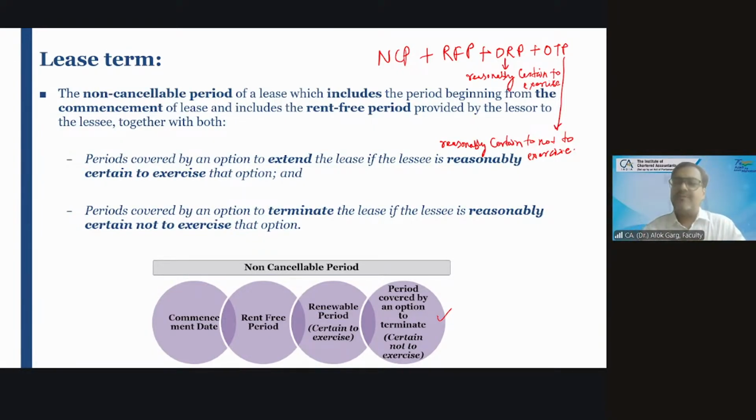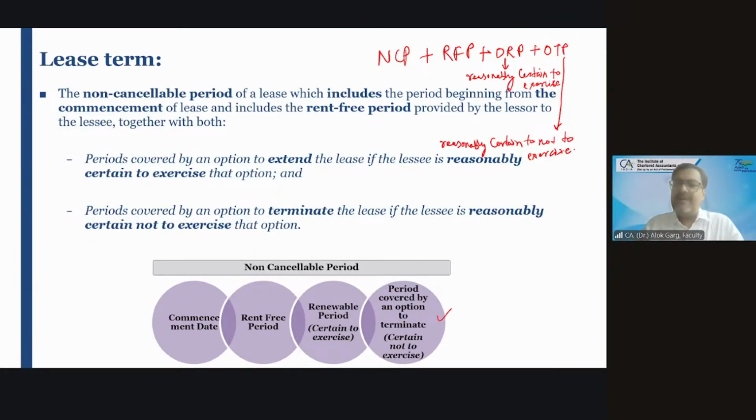Friends, the lease term is of 4 types in this case. The lease term is a non-cancelable period of lease, right? Which starts from the commencement date. So does the lease term start from the commencement date or the inception date? Commencement date. The lease term starts from the commencement date, right? And it also includes the rent-free period provided by the lessor to the lessee.